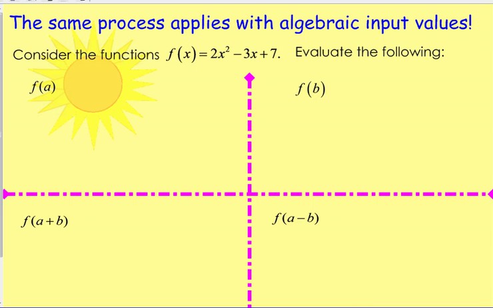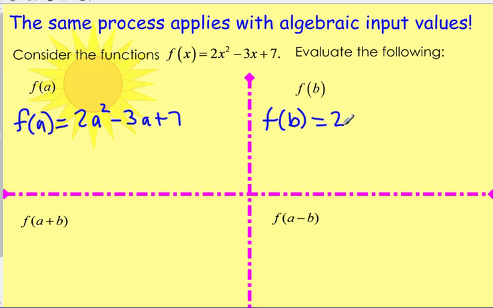Okay, now let's consider if it was algebraic, right? Those were numerical. Now we're adding variables. So with f of a and f of b, they're going to be the same things, just with a in place of x and b in place of x. So f of a would equal 2a squared minus 3a plus 7. f of b is going to go along the same process, but it's going to be b. So f of b is going to equal 2b squared minus 3b plus 7.